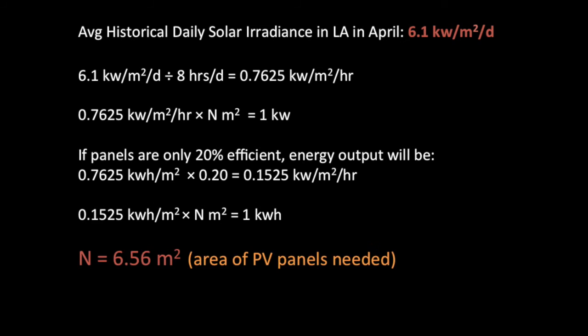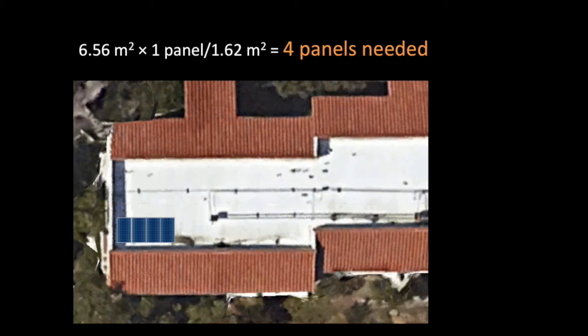If we have 0.1525 kilowatt hours per meter squared and we need 1 kilowatt hour, that means that we need 6.56 meters squared. In other words, the total area of the PV panels needed will be 6.56 meters squared. So 6.56 meters squared divided by 1.62 meters squared for each panel means that we need a total of 4 panels in order to power one window air conditioning unit.